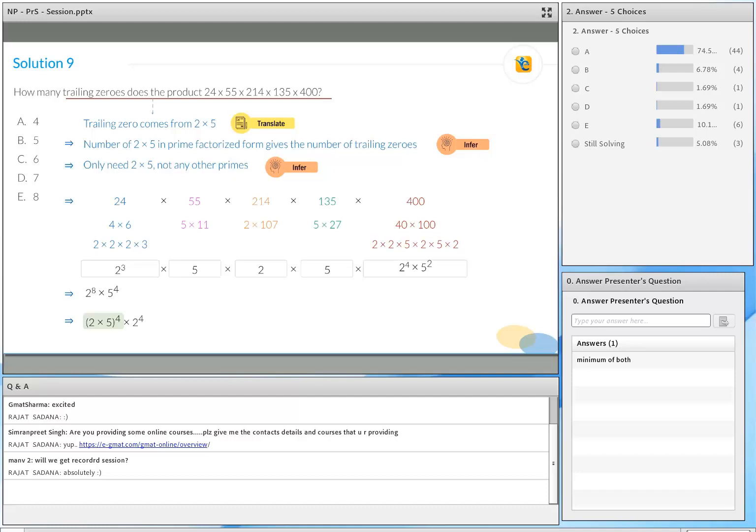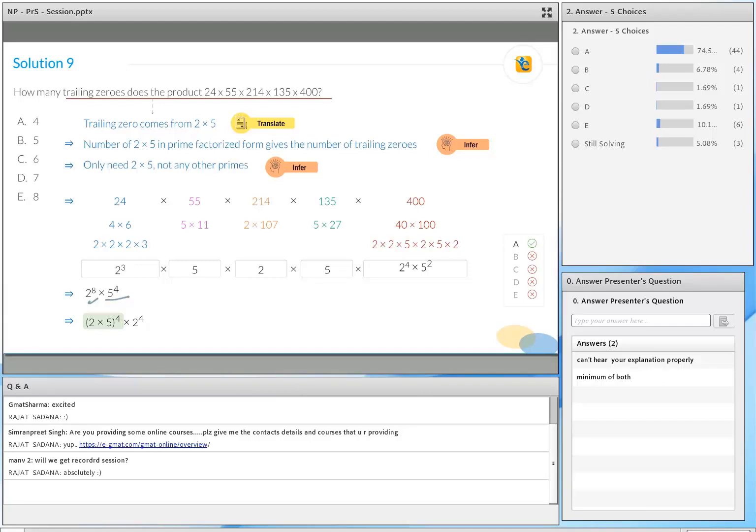Okay, so I'm not going to go into the details of prime factorization over here, but what I see over here is 2 times 5 raised to the power 4 times 2 to the power 4. Now again, 2 has power of 8, 5 has power of 4. Now together 2 and 5, which will give you 10, is going to have power of 4. Okay, so 4 is the correct answer over here.